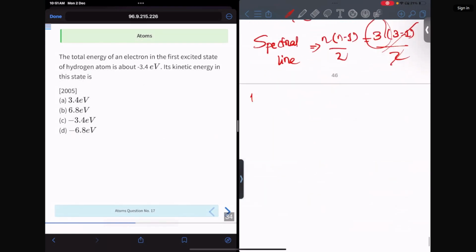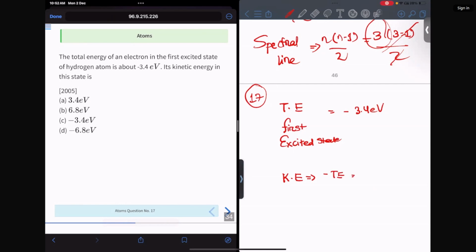Okay, guys. So with this, I will proceed to today's last question. The total energy of an electron in the first excited state, they have given you, is minus 3.4 electron volt. And the kinetic energy in the same state is minus of total energy, which will be equal to plus 3.4 electron volt. This is very simple. So option number A, plus 3.4 electron volt.